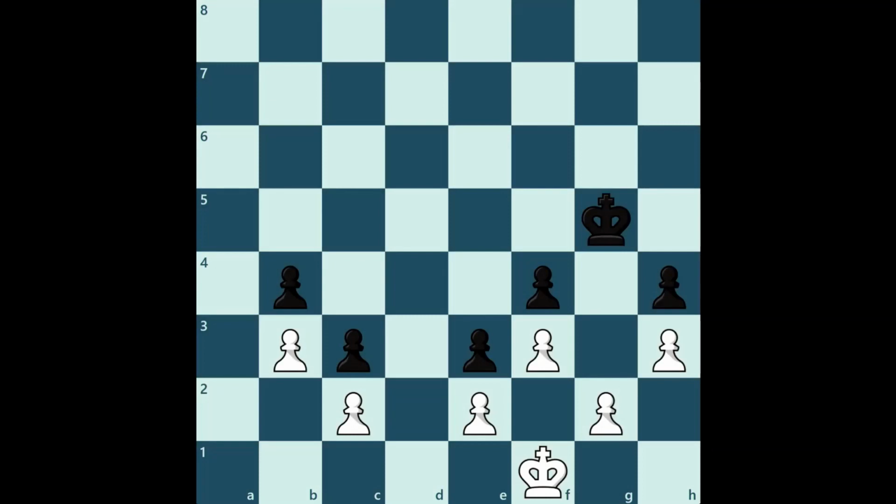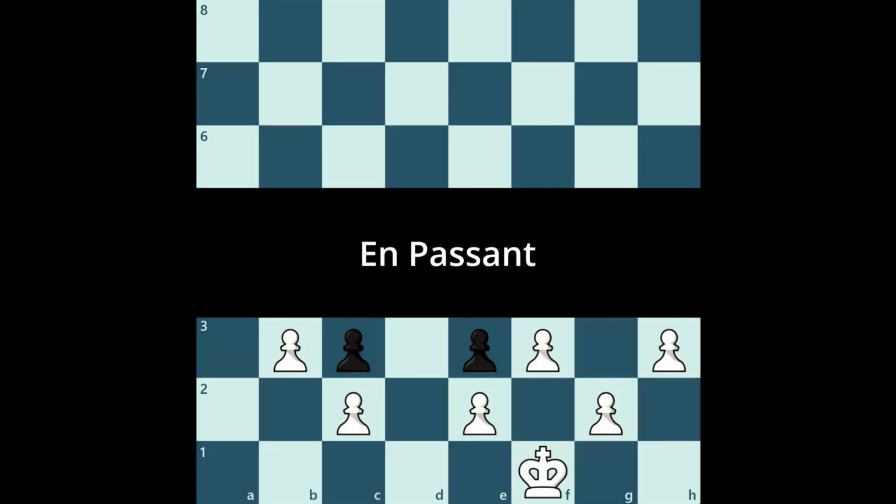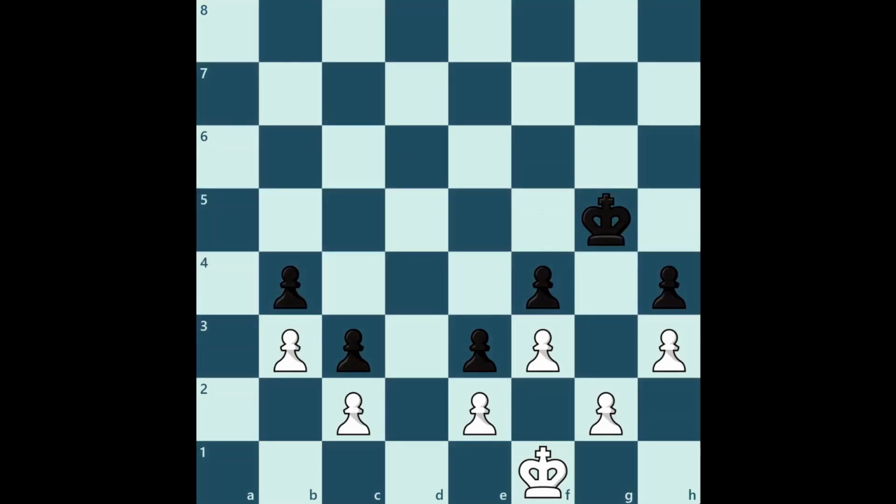The last weird rule in chess is called en passant, which is French for in passing. This rule was introduced at the same time pawns were allowed to move 2 squares on their first move. When that happened, sometimes pawns would move past other pawns without giving the other pawn an opportunity to capture, which didn't seem fair. So en passant was invented.